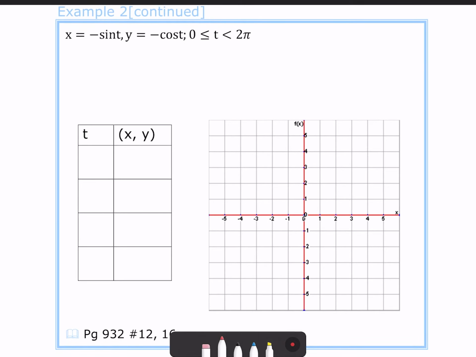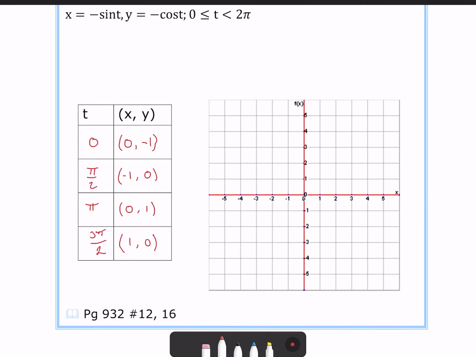Let's implement that same strategy here, starting with a t-value of 0. Then we'll go to pi/2, pi, and 3pi/2. The corresponding x-coordinates, let's fill those in real quick. All right, with these ordered pairs, let's plot them in order, starting with the one corresponding to the t-value of 0.